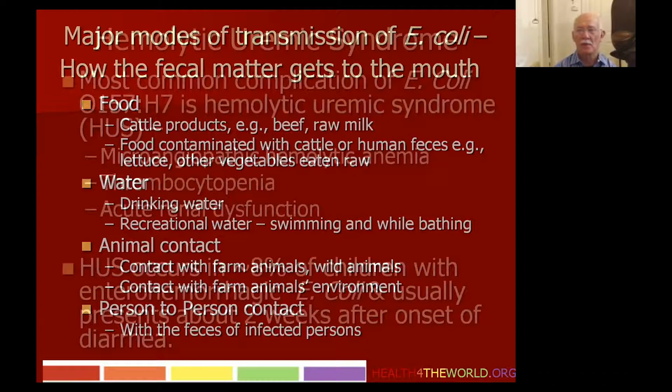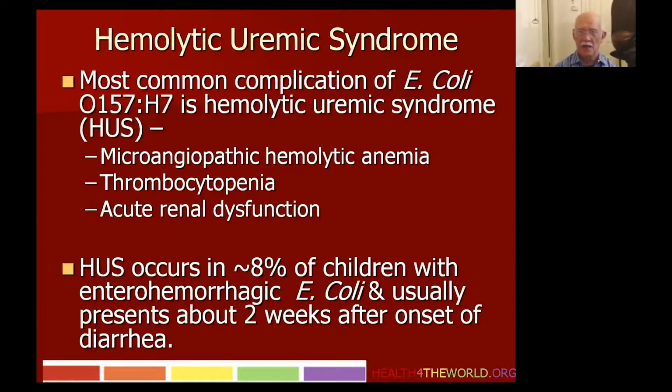One of the severe complications with this type of bacterial infection is what is known as the Hemolytic Uremic Syndrome. And it causes a particular type of hemolytic anemia in which blood cells are destroyed, or thrombocytopenia, which can lead to more bleeding as thrombocytes are damaged or destroyed by this bacteria, and then subsequent kidney failure or renal dysfunction. The hemolytic uremic syndrome occurs in about 8% of children with enterohemorrhagic E. coli infection, and usually presents about 2 weeks after beginning of the diarrhea.